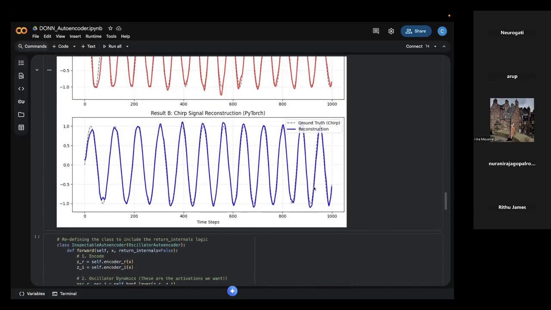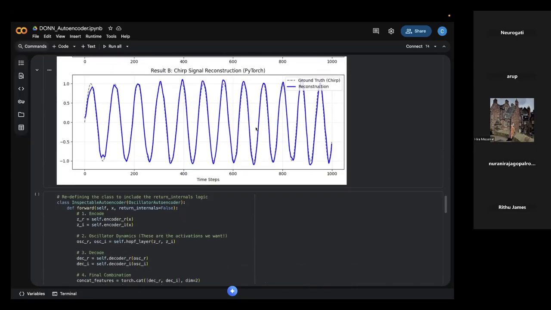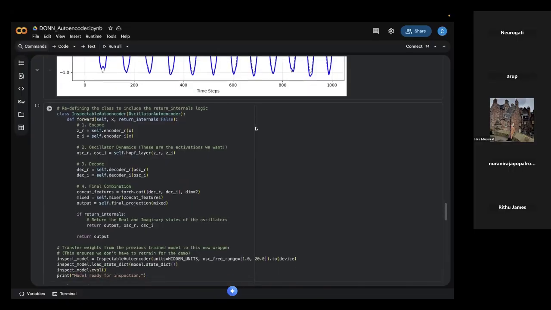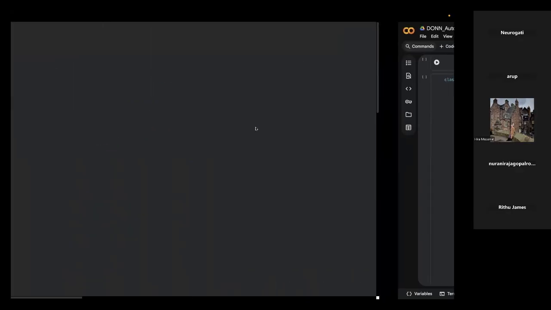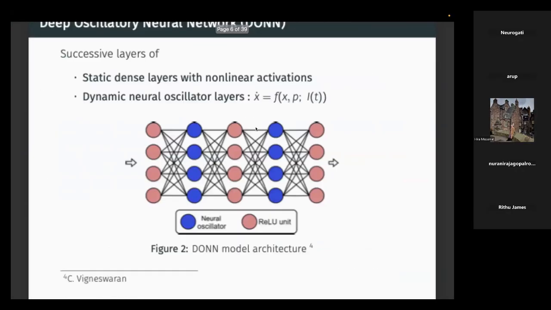So this is to show the neural network performance. The next cell is to inspect what is happening to the oscillator. So this is our neural network. There's an input, there's an oscillator, there's an output. So we want to see what is happening to the oscillators, right?